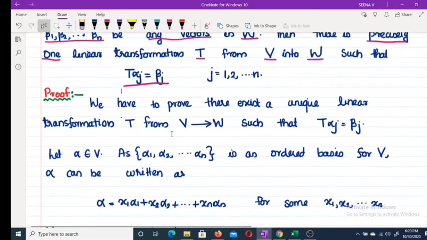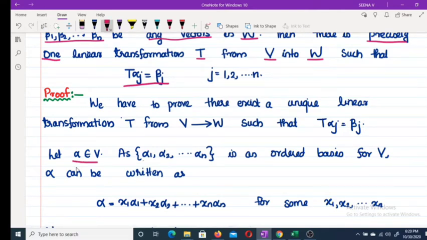So what is our given condition? What do you mean by linear transformation? We have to define a map T from V to W and find T alpha for every alpha belonging to V. So let alpha belong to V.